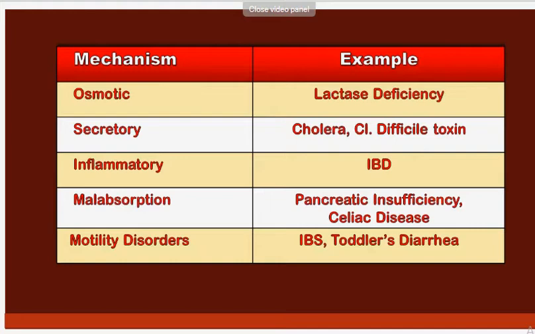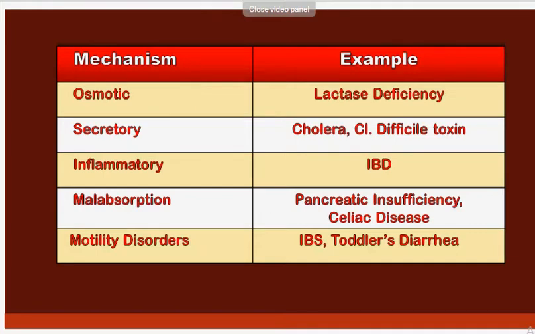The third mechanism is inflammatory, where there is inflammation and ulceration of the intestinal mucosa, like inflammatory bowel disease. So we mean Crohn's disease and ulcerative colitis. And this will lead to pouring or release of plasma, protein, and sometimes blood. So that's why it's bloody diarrhea, with mucus and fecal bulk.